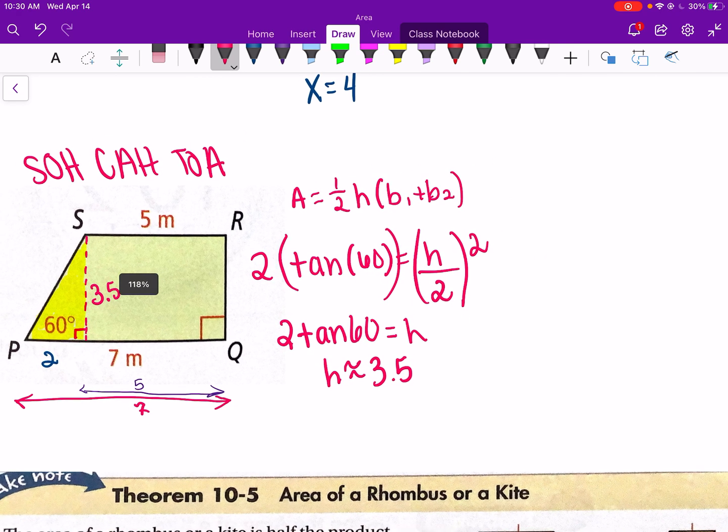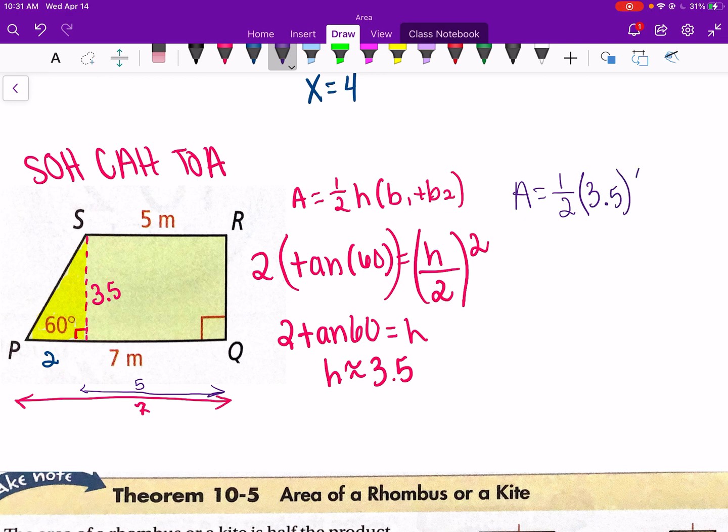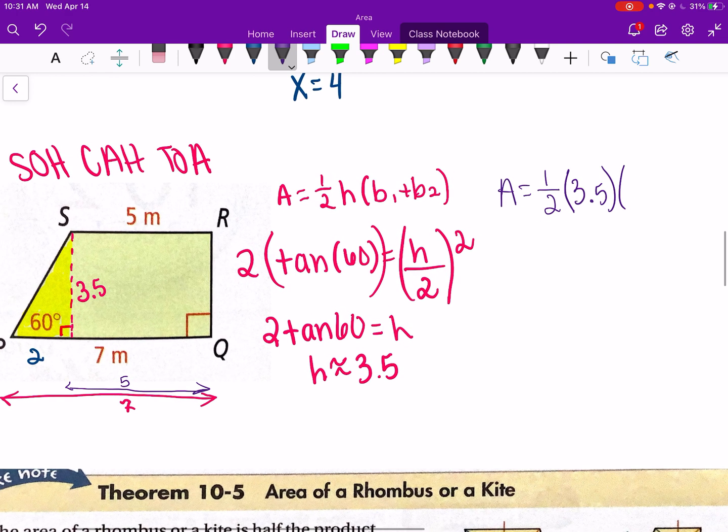So now we can use this to find our area. So area equals 1/2 times the height, which we found was 3.5, times the sum of the bases, so 5 plus 7. And this gives us 21 meters squared.